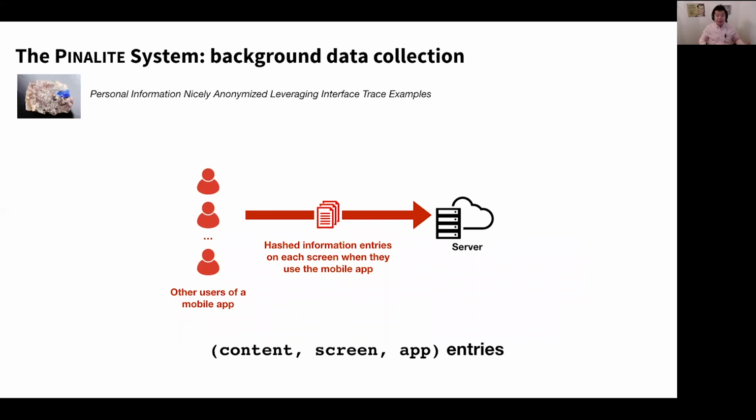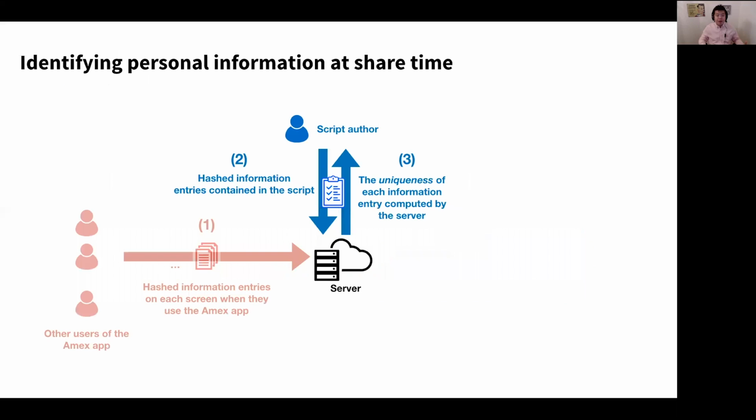We built a system named Pinolite, which is named after a type of rock but also an acronym. The first component of the system is background data collection. It collects the content, screen, app, triple entries in the background from many users when they use the phone normally, and uploads the hashes of them onto a central server. The hash function uses a server-side salt, so attackers won't be able to compute them offline.